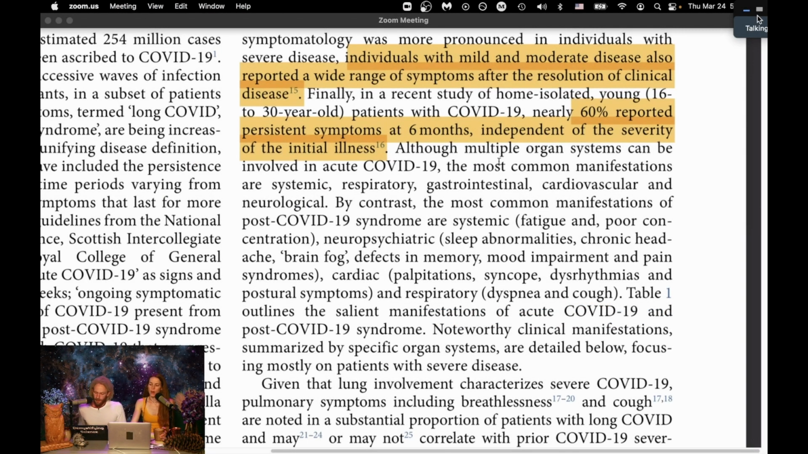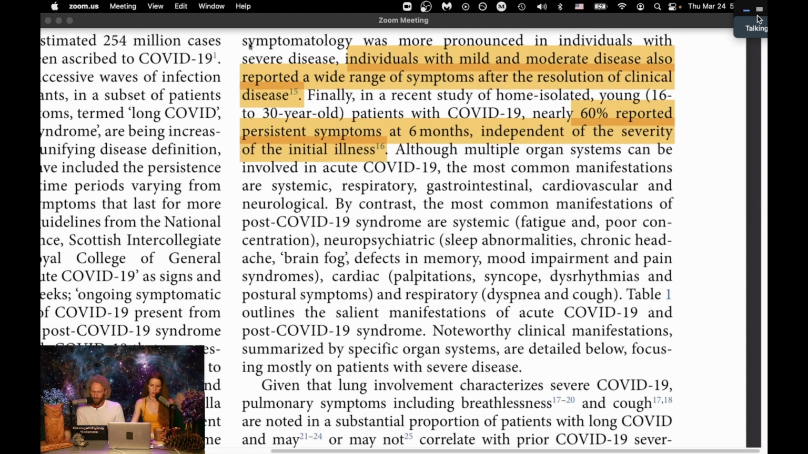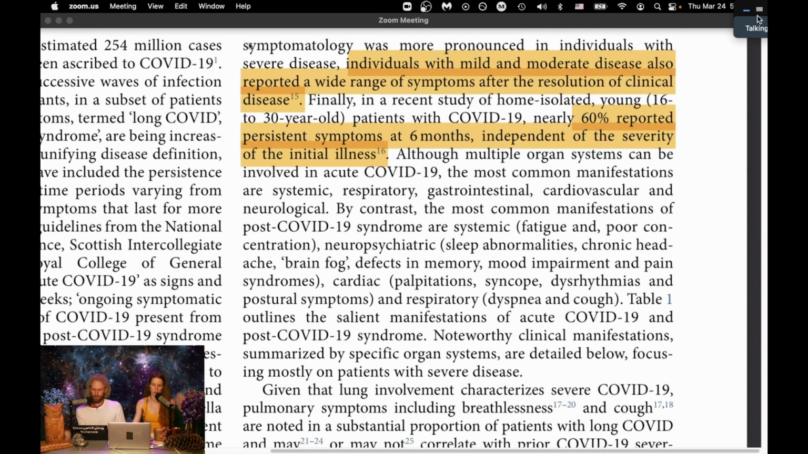Definitely. And so basically, in addition to the fact that they found that individuals with mild and moderate disease also had a wide range of symptoms, there was another group that showed that 60% of recovered patients reported persistent symptoms at 6 months, no matter how initially ill they were. However, it's important to say that 60% report persistent symptoms, but it doesn't say that they report severe persistent symptoms or that all of them report the same symptoms.